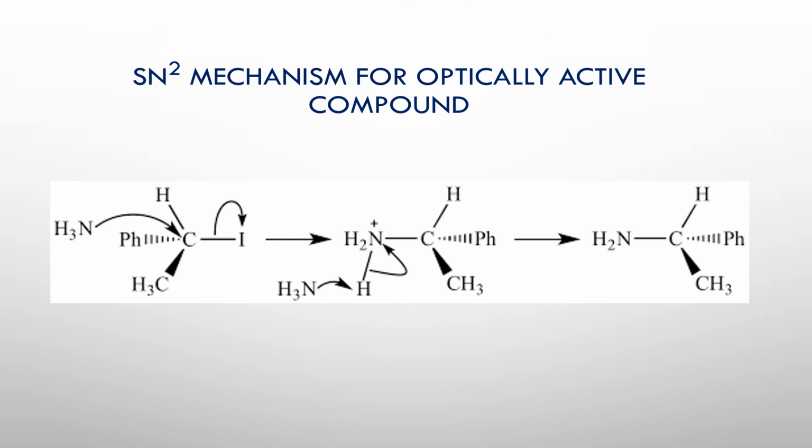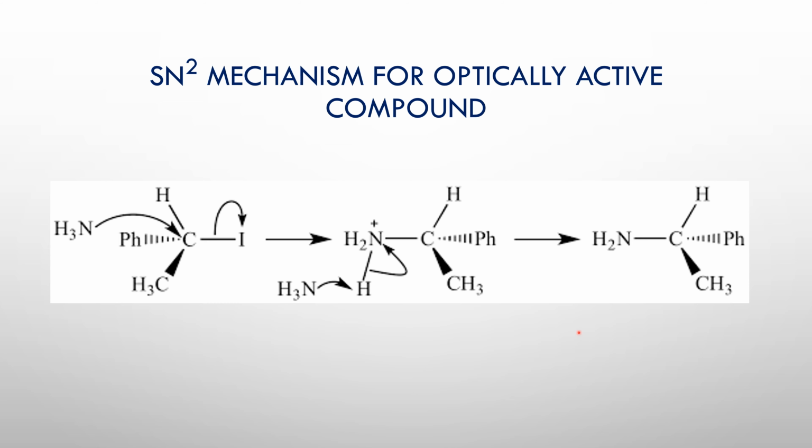Now, SN2 mechanism for an optically active compound. Optically active compound means the compound which contains at least one chiral carbon atom, that means an asymmetric carbon atom. Here this carbon atom carries iodine as the leaving group, then hydrogen, Ph group, where Ph means phenyl group, benzene ring, and CH3 methyl group. So all four groups are different. That means this carbon is an asymmetric or chiral carbon atom, and this molecule is a chiral molecule, therefore it is optically active. So here the substrate is taken optically active.